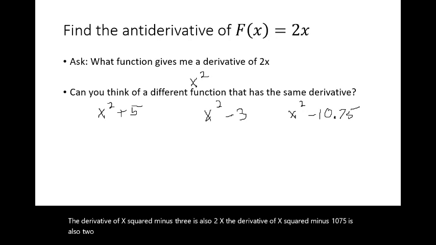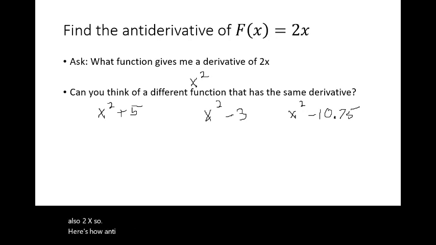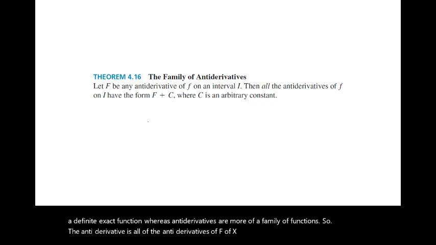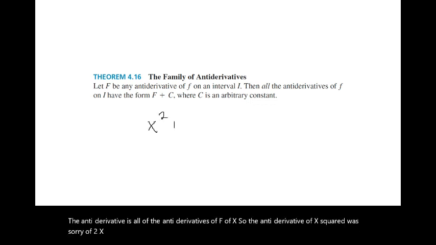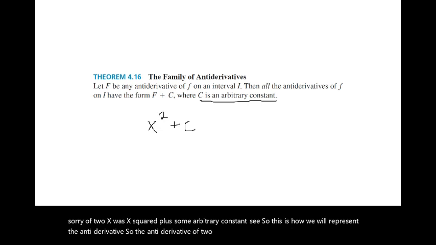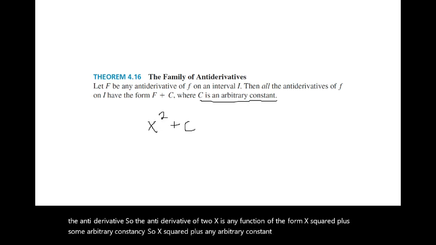So here's how antiderivatives are very different from regular derivatives. The derivative of a function is a definite, exact function, whereas antiderivatives are more of a family of functions. The antiderivative is all of the antiderivatives of f of x. So the antiderivative of 2x was x squared plus some arbitrary constant c. This is how we will represent the antiderivative. The antiderivative of 2x is any function of the form x squared plus some arbitrary constant c. So x squared plus any arbitrary constant c will all have the same derivative.